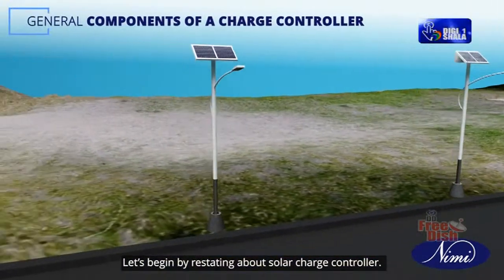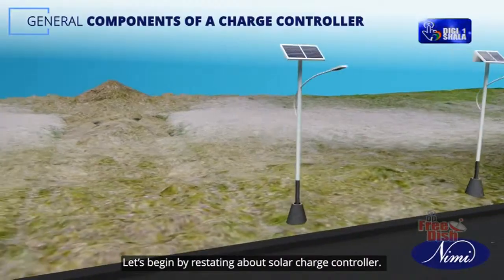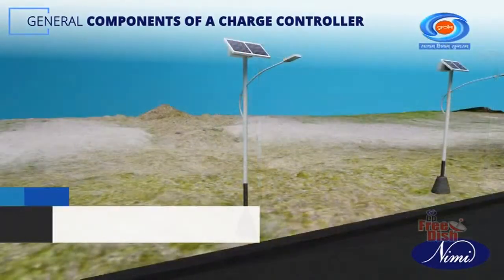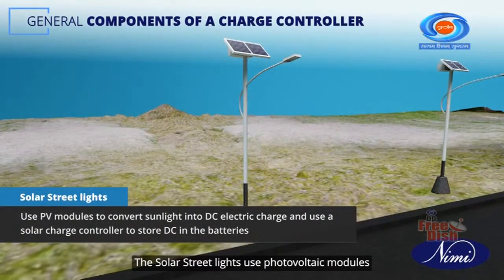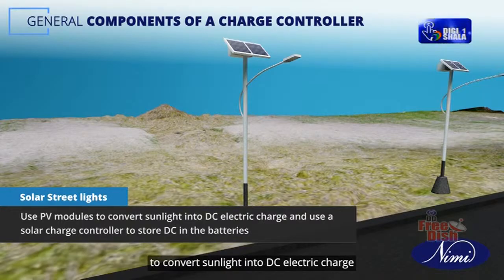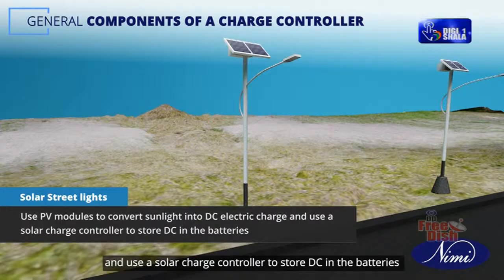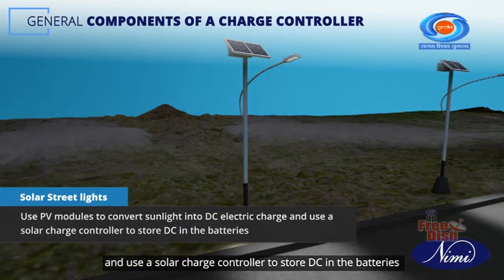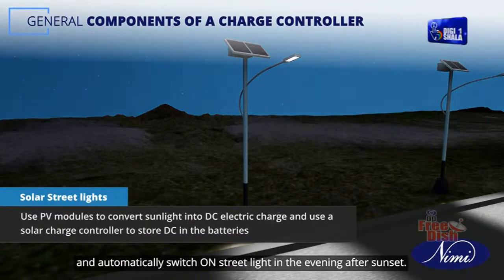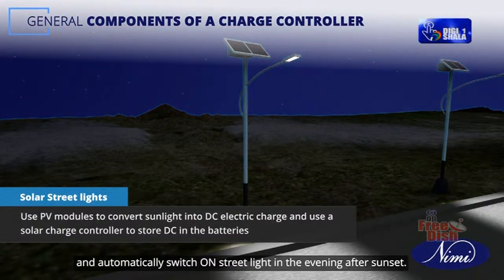Let's begin by restating about solar charge controller. The solar street lights use photovoltaic modules to convert sunlight into DC electric charge and use a solar charge controller to store DC in the batteries and automatically switch on street light in the evening after sunset.